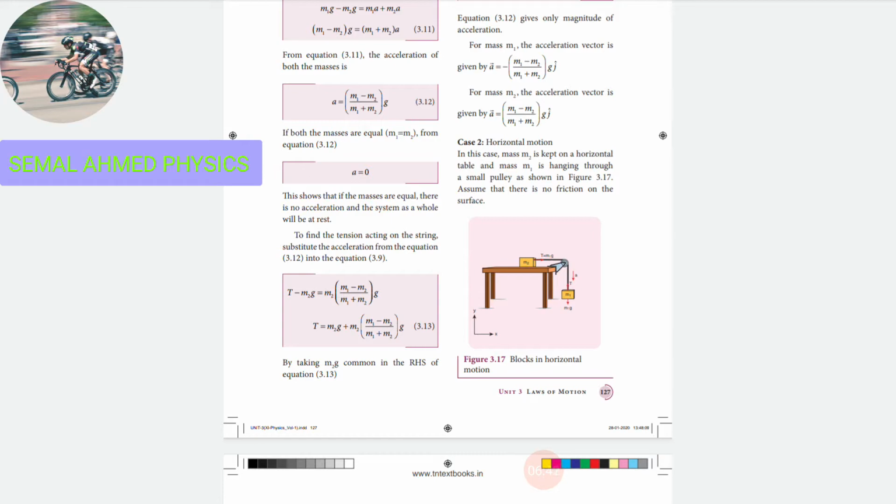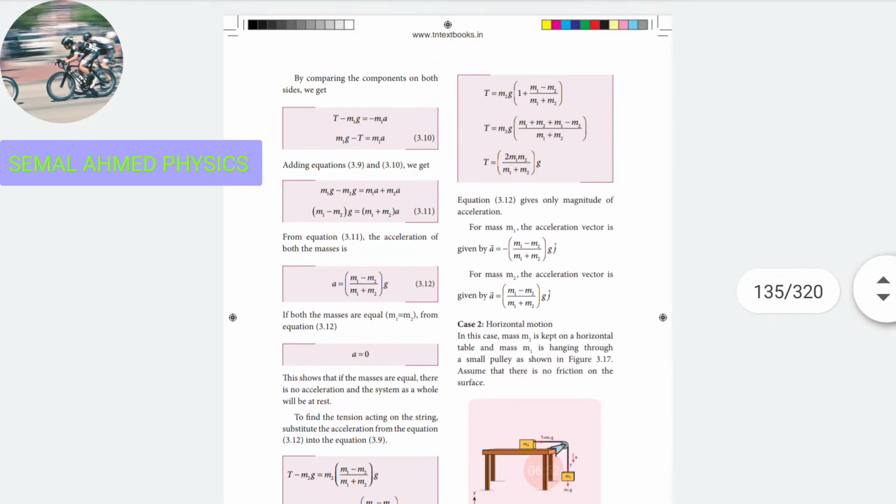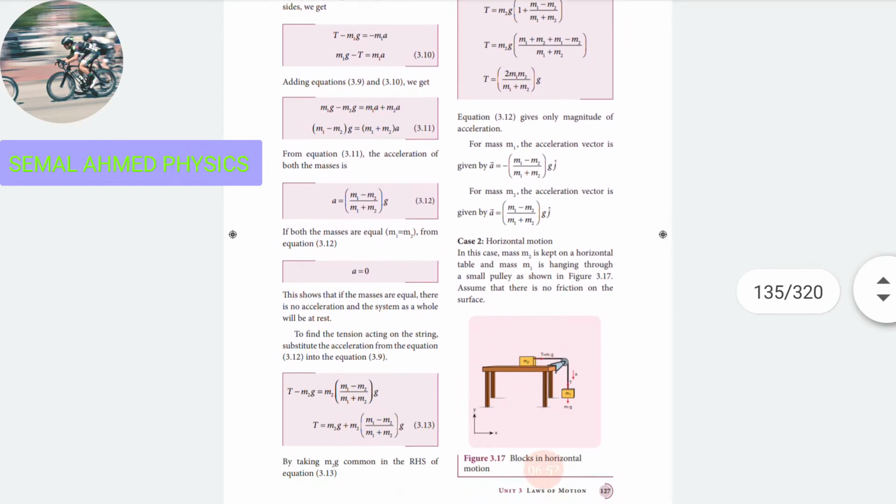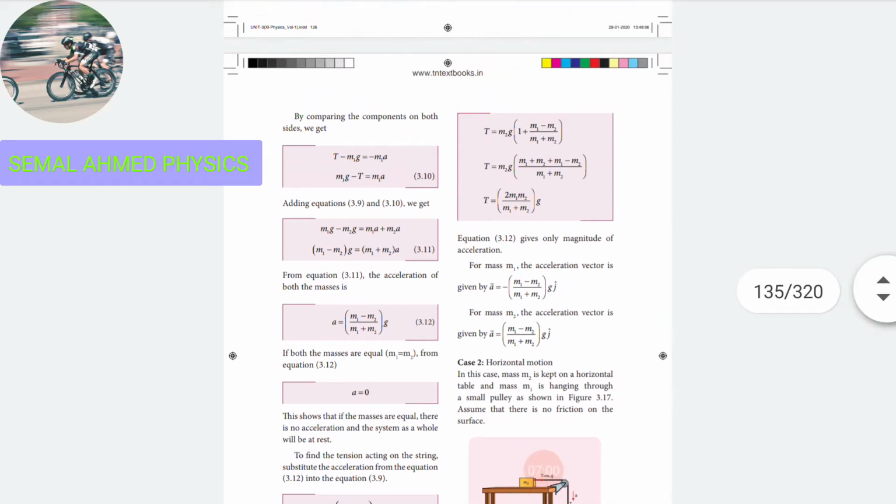Now taking m2 g common on the right-hand side of equation 3.13, we can take m2 g common here. So the equation becomes T equals m2 g into 1 plus (m1 minus m2 divided by m1 plus m2), taking the constant outside. Here again T equals m2 g, and we cross multiply, m1 plus m2 into m1 minus m2 divided by m1 plus m2. So again the last equation will come, T is equal to 2 into m1 into m2.